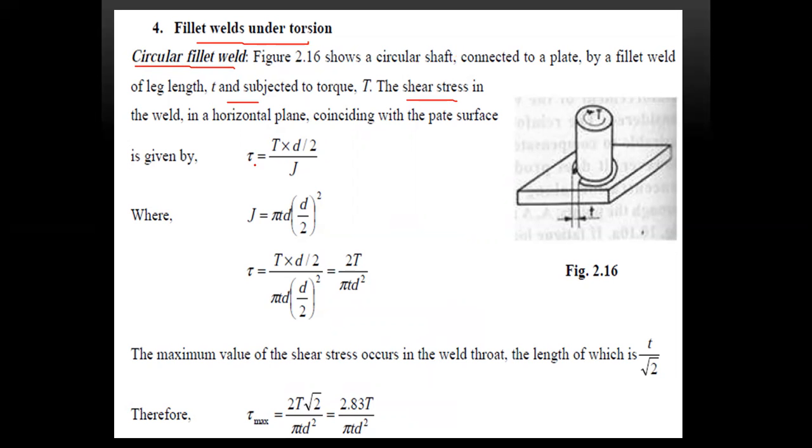coinciding with the plate surface, is given by tau is equal to T into (D by 2) divided by J. That is, J is equal to pi t D into (D by 2) whole square. That is, tau is equal to 2T by pi D t cube. The maximum value for the shear stress occurs in the weld throat, the length of which is t by root 2. So tau max is equal to 2T root 2 divided by pi D t square. That is equal to 2.83 T by pi D t square.